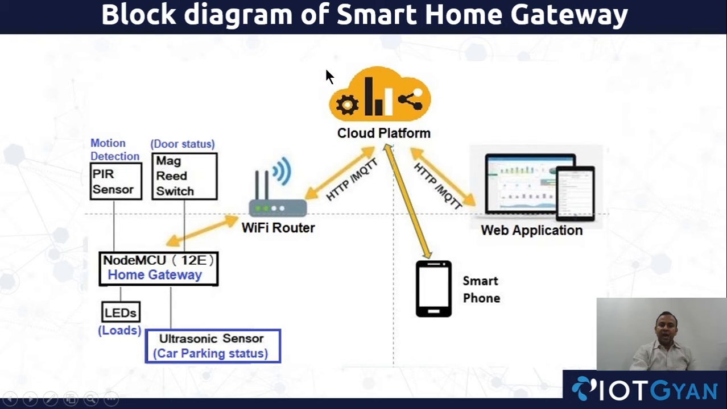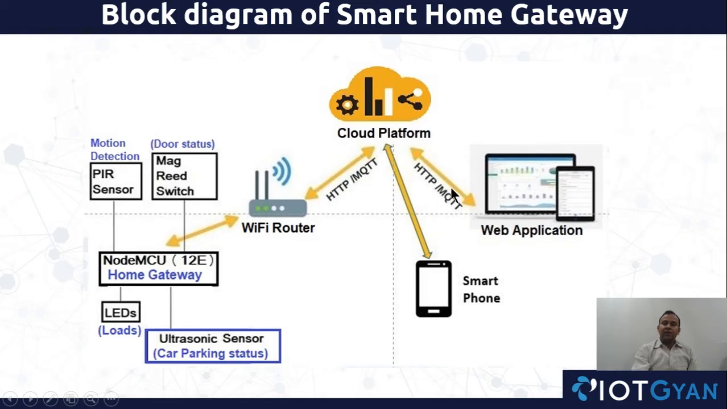Right now I am using the IBM Watson platform as a cloud. So every piece of information is available here, and anything which is connected to this cloud through the internet is able to access it, whether it is an application on a smartphone or any web application. So I can see the same data in the smartphone or in the web application.